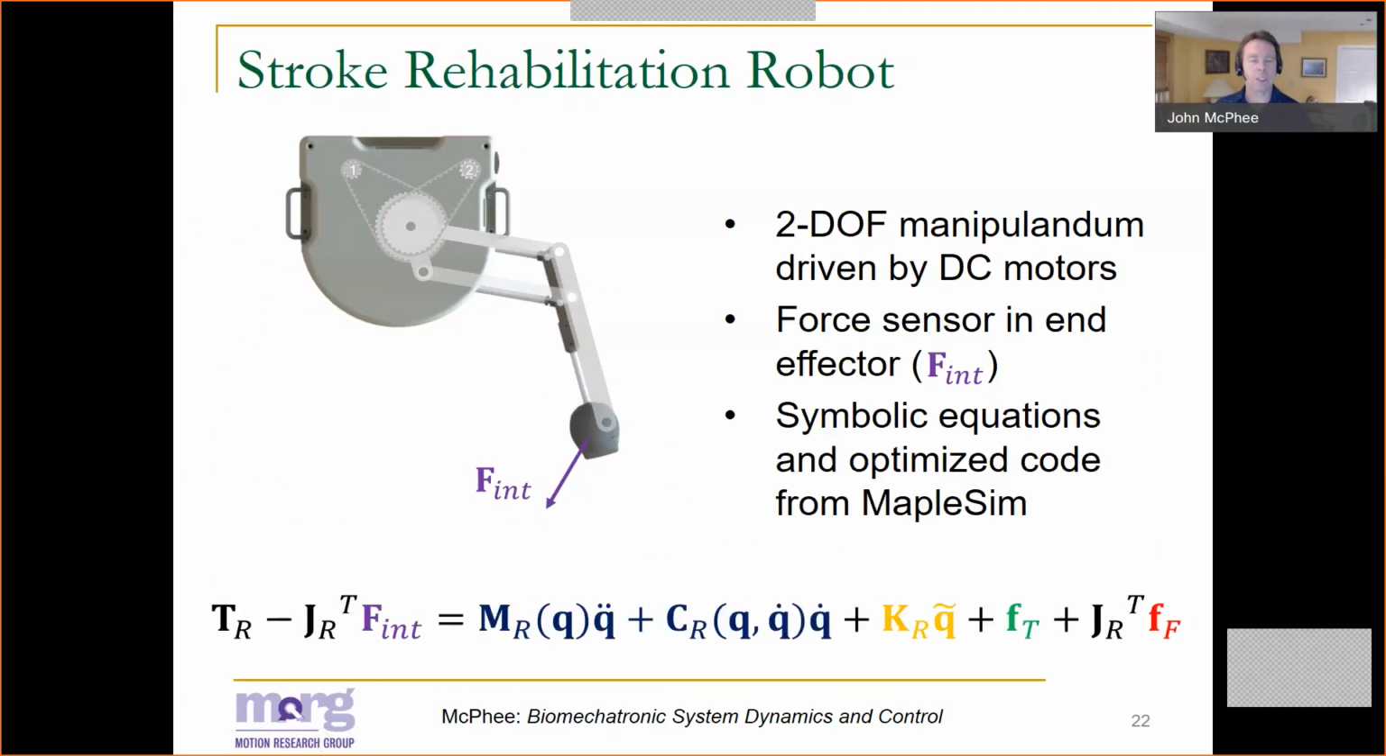Using MapleSim, we could generate symbolic equations and optimized code in the usual sort of structure. So TR are the robot torques. These are the torques created by that interface force. We have the usual dynamic terms, as well as joint stiffness terms, friction in the motors, as well as friction below the end effector as it slides over the surface.